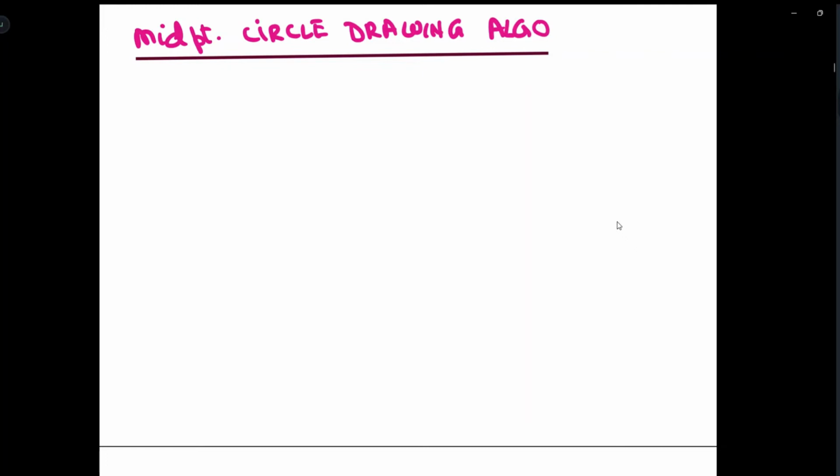Hey guys, so in this video we are going to do the midpoint circle drawing algorithm. That is, we are going to understand how, using the midpoint algorithm, we can generate a circle. Before moving on to the algorithm, let us first understand a concept.